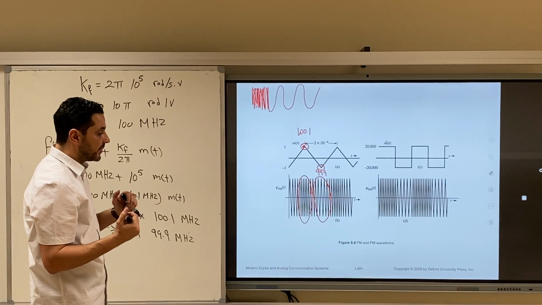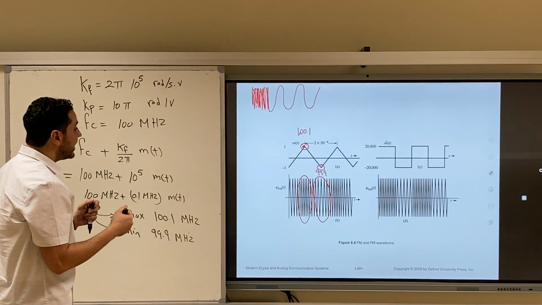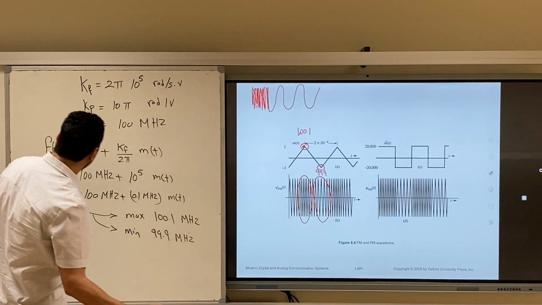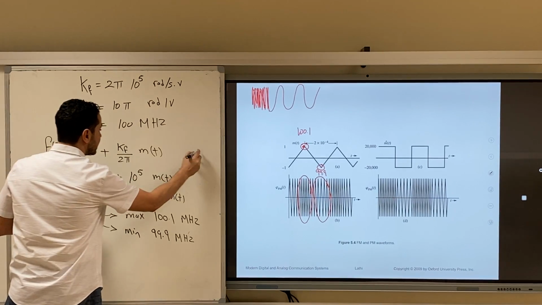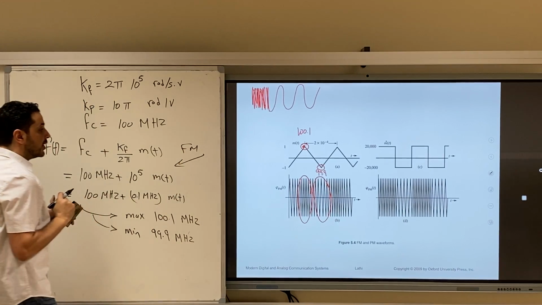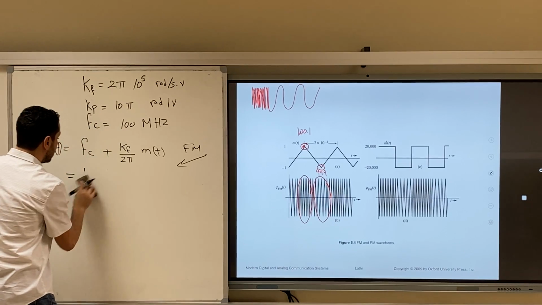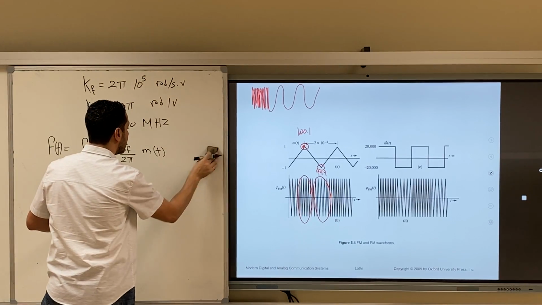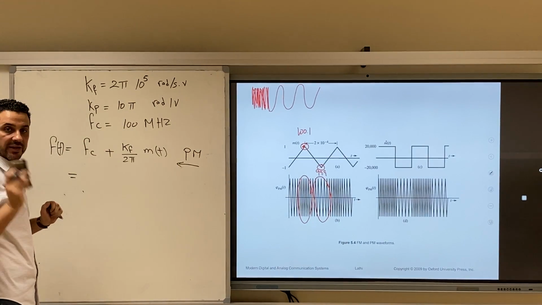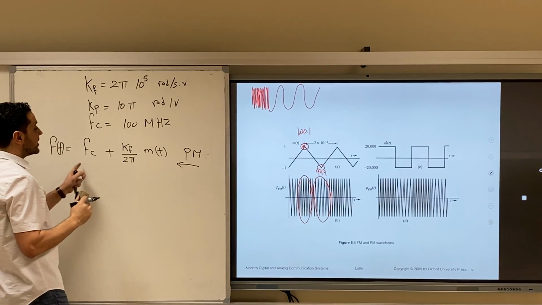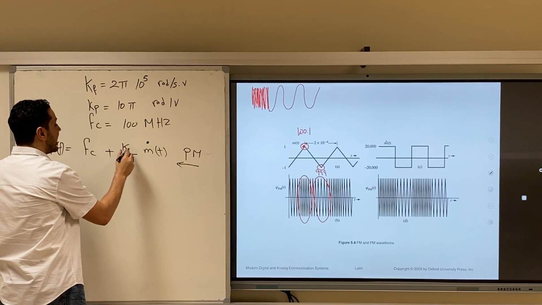So this is how we sketch the FM signal. On the other hand, for the PM signal, we need m dot, because if we go back to the equations, this is for the FM. For the PM signal, if we go back to the equations of the PM, you will find that the frequency is proportional to m dot. And then instead of Kf, we have here Kp.